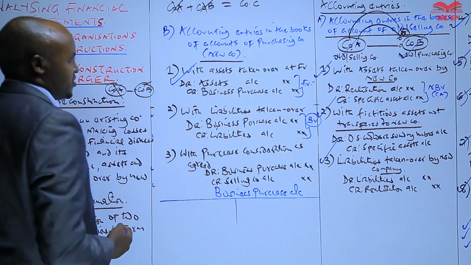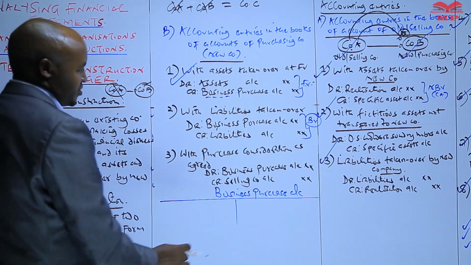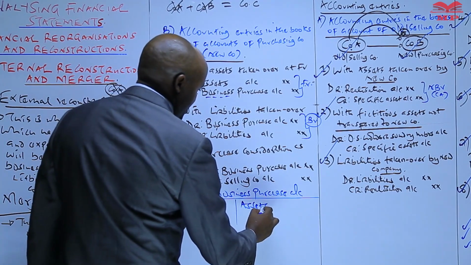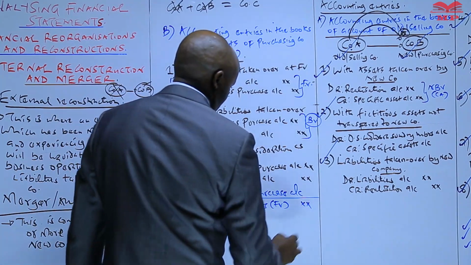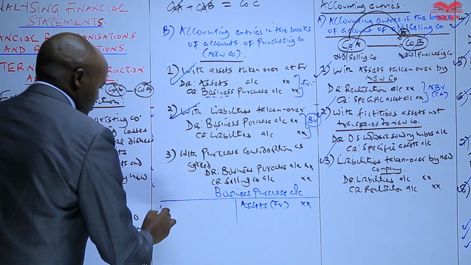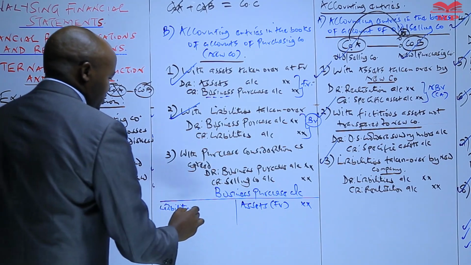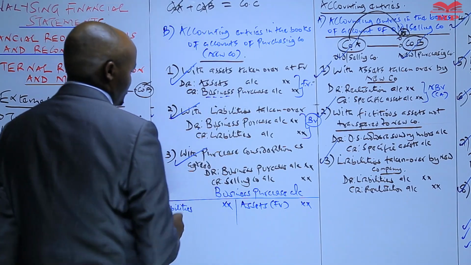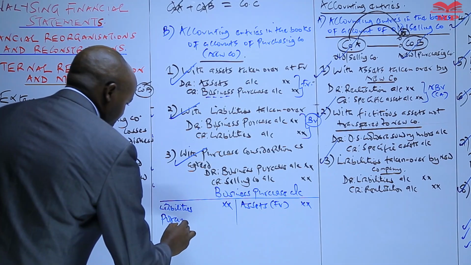And what is recorded in this account is what we have here. The assets which will be taken over by the new company will be credited in this account at their fair value. And for the liabilities which are taken over, we are saying they will be debited in this account. What we also record in this account is the purchase consideration, which will also be debited.